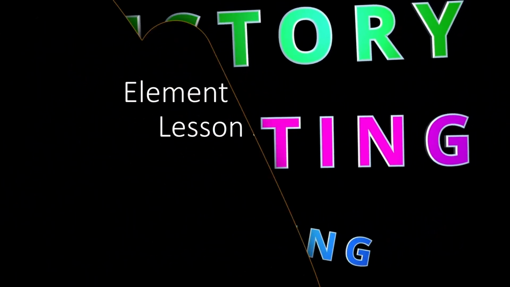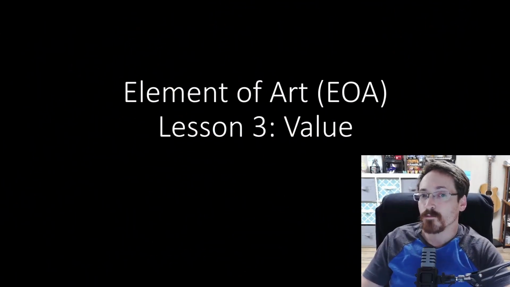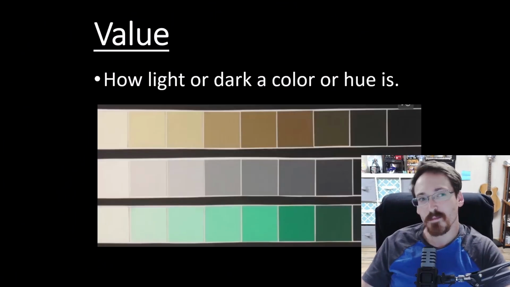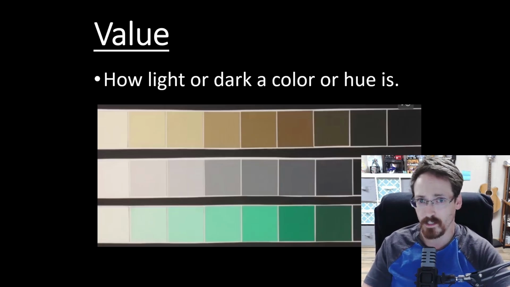In this lesson, we'll be covering the element of art known as value. Value is a pretty straightforward element of art. It basically means how light or dark something is.